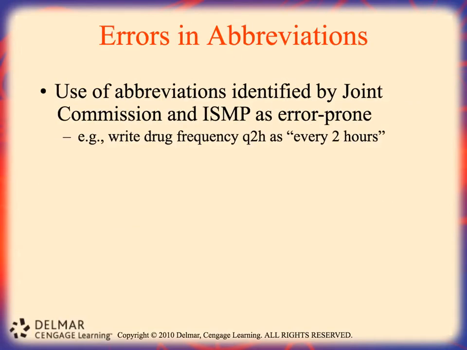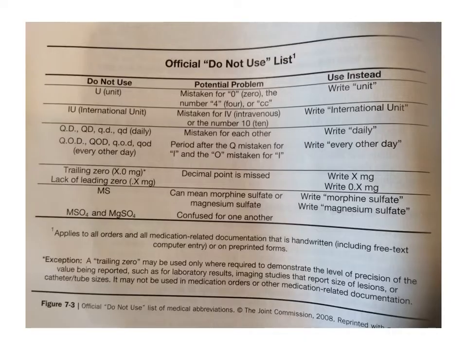Here's an additional one, and this would of course be true for no matter what hour it was. You're going to write the drug frequency instead of Q2 hours or Q3 or Q4. It's going to be written out every 2 hours or every 3 hours. This is the Joint Commission table that is in your book, and again, this is just a compilation of what we just went over.